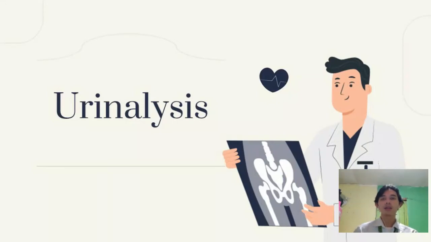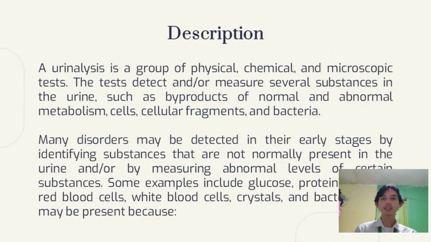Urinalysis. A urinalysis is a group of physical, chemical, and microscopic tests. The test detects and/or measures several substances in the urine, such as byproducts of normal and abnormal metabolism, cells, cellular fragments, and bacteria. Many disorders may be detected in their early stages by identifying substances that are not normally present in the urine and/or by measuring abnormal levels of certain substances.